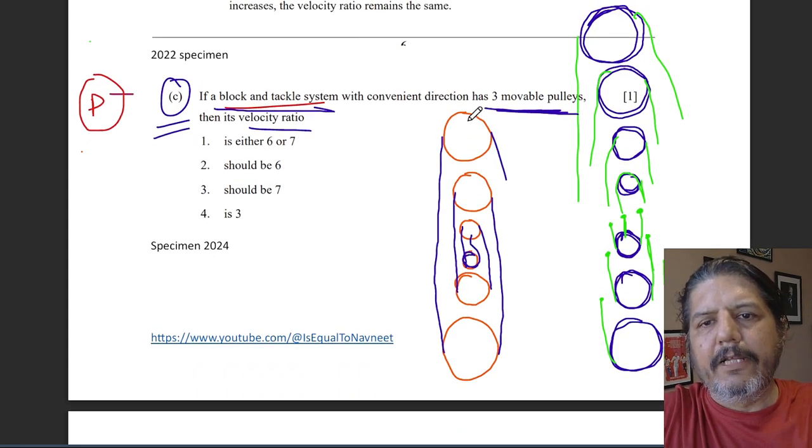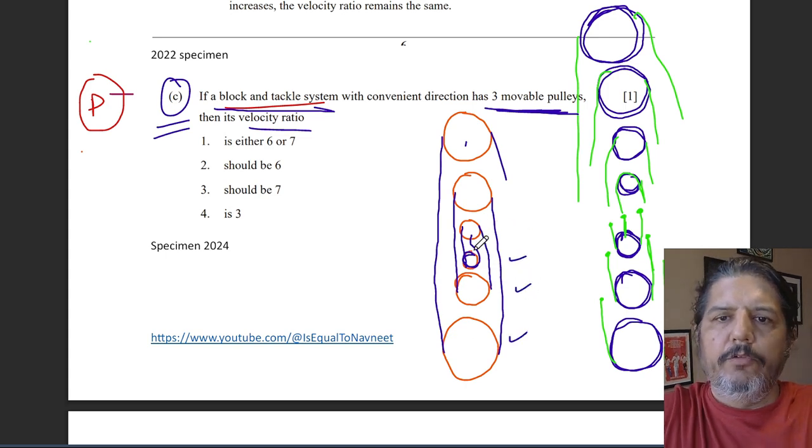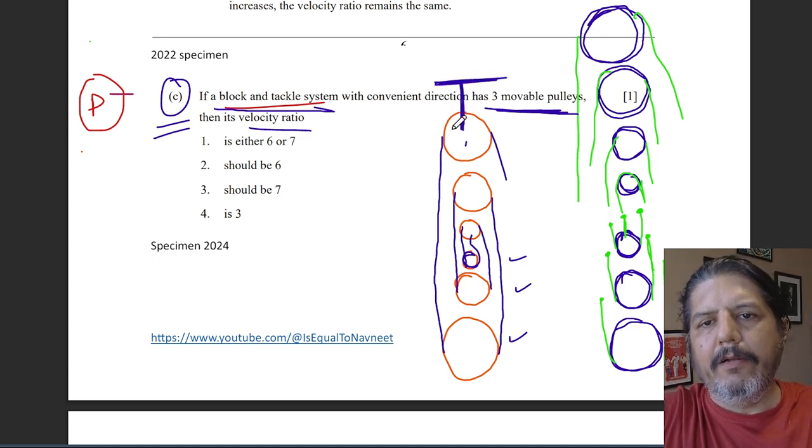The first diagram looks like this. So these 3 are the lower part, and they are movable. 1, 2, 3. These are the movable parts. So if these are 3, I can have 3 above. These would be the fixed part. And I will have 3 above.